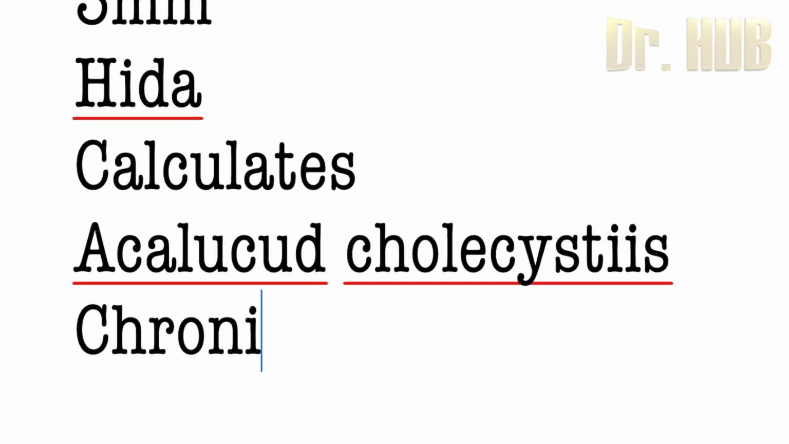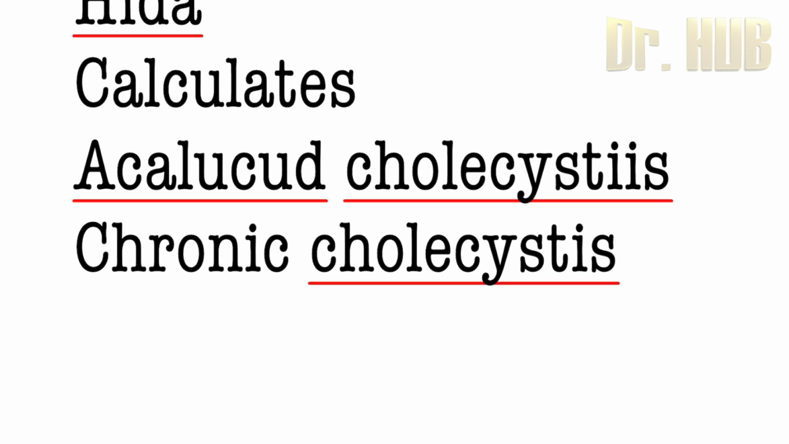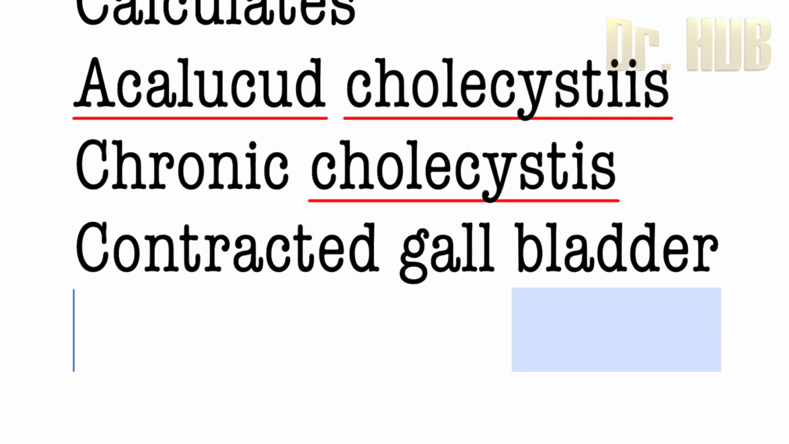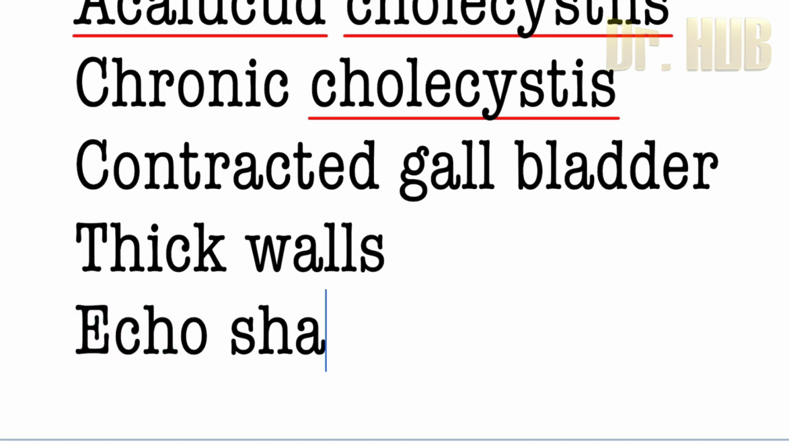Next, we look at chronic cholecystitis. This includes a contracted gallbladder, which is something that is seen. It has thick walls and the echo shadow is seen. There is a WES sign in chronic cholecystitis.